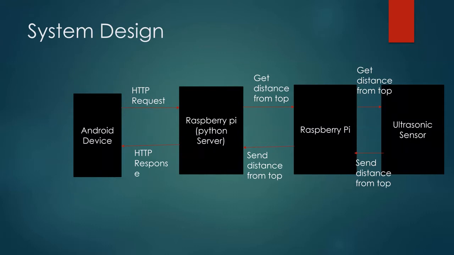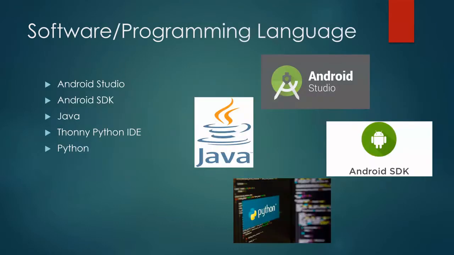So here is the system design. The Android device sends an HTTP request to the Raspberry Pi Python server. The Raspberry Pi Python server receives the request and asks the Raspberry Pi for the depth of the liquid from the top of the container. After getting the depth of the liquid from the ultrasonic sensor, the Raspberry Pi sends the data to the Raspberry Pi Python server. Finally, the Raspberry Pi Python server sends the response to the Android device.